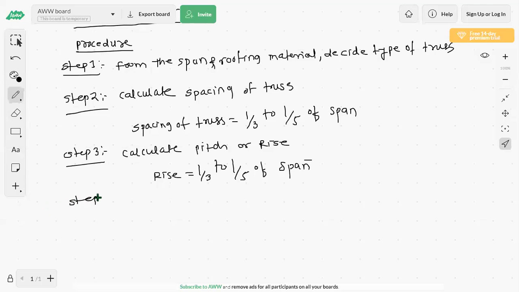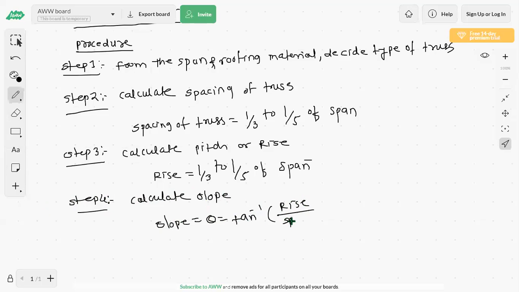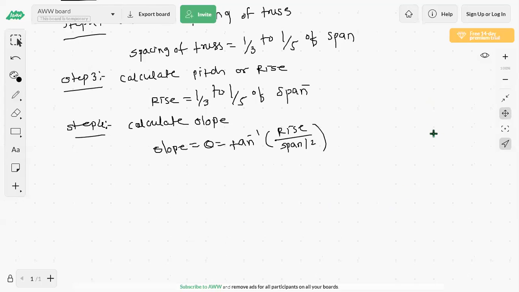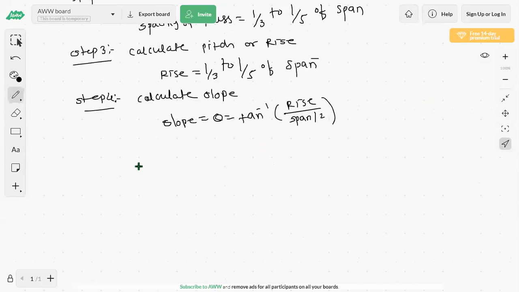Then step number 4, calculate slope. So slope, theta, is equal to tan inverse of rise divided by span by 2.